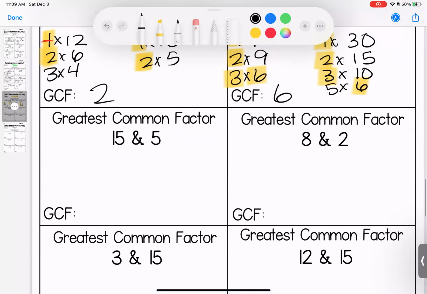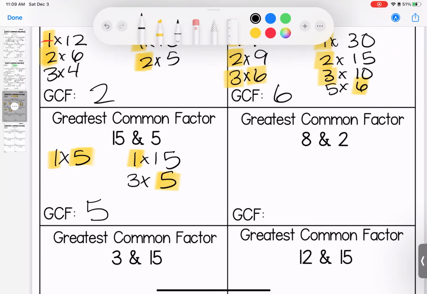For 5 and 15, 5 is a prime number, so the only factors I have are 1 times 5. 15 is 1 times 15 and 3 times 5. Looking to see what they have in common. They both share a 1 and a 5. Greatest common factor is 5.